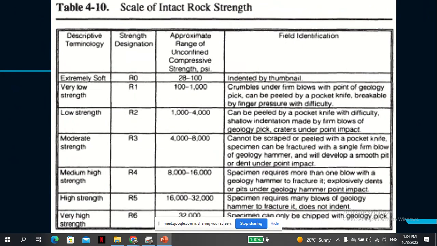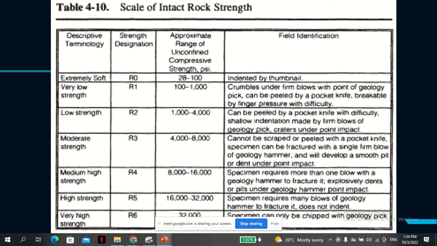If we have a very soft rock, the units are unfortunately in pounds per square inch. If you go online, you can convert and have an idea. So extremely soft rock is between 28 to 100. Very low strength is 100 to 1,000, with the designation R1. The extremely soft rock can be indented by a thumbnail.